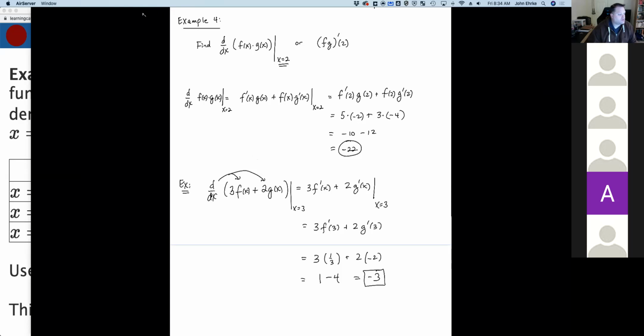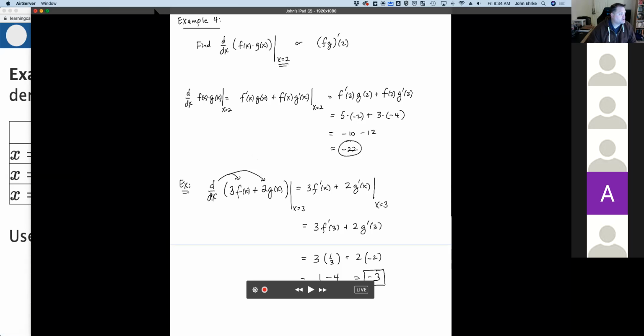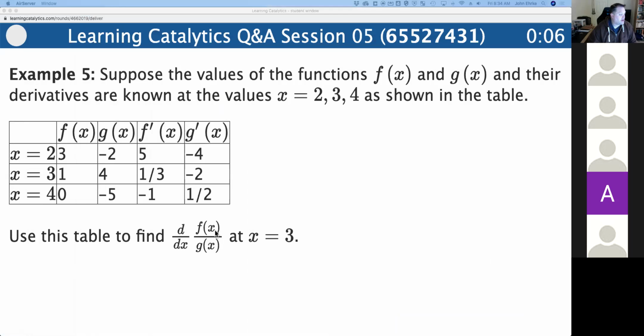All right, so just to make sure that we're on the same page about that, let's do another one of these. Same table, but different question here. Now you're looking at f divided by g.